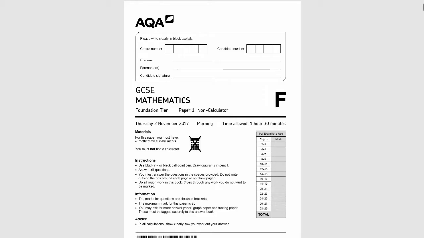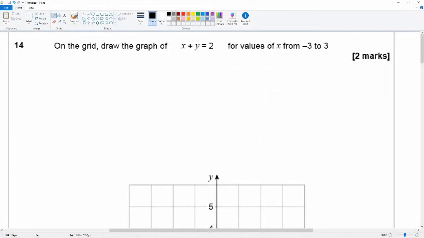In this video we're going to be looking at the AQA GCSE past paper. This is the November 2017 first paper in the foundation tier of the 8300 series. It's a non-calculator paper. And we're picking up in question 14, which reads: on the grid, draw the graph of x plus y equals 2 for values of x from -3 to 3.